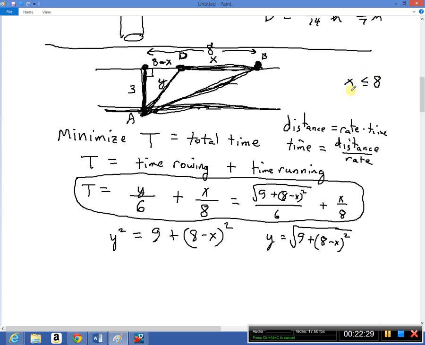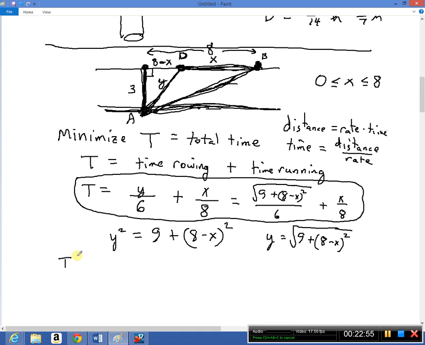So we got to check that out. We got to think about what's going to happen when x is 8. But we could decide to row all the way and run not at all, which would mean that x would be 0. So the domain of this function t, where it's written in terms of x, is all x between 0 and 8. So we're going to have to worry about those endpoints.